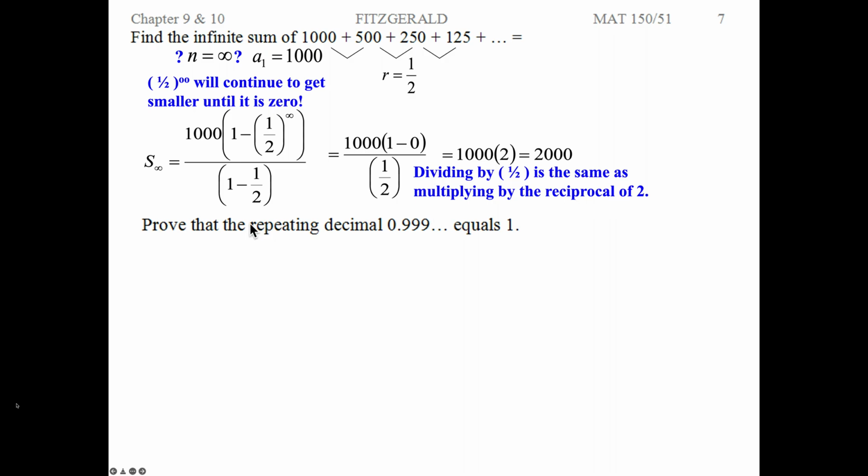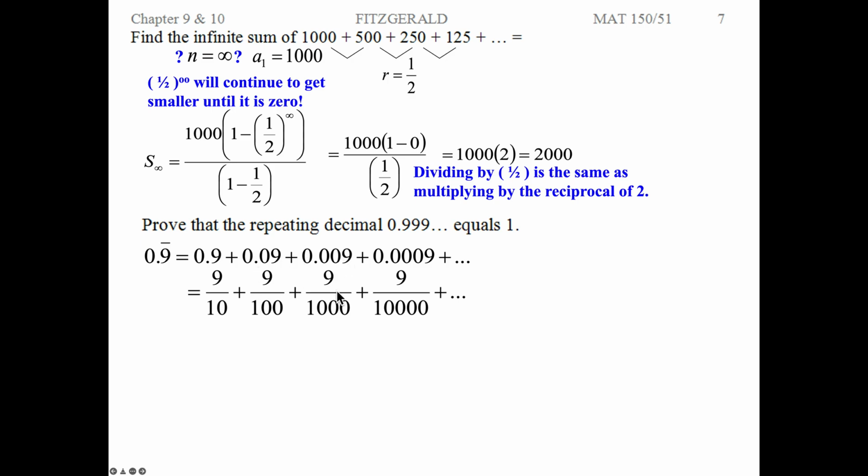Okay? Another crazy concept using the same formula. We're going to prove that the repeating decimal 0.9999 really does equal 1. So we got to make a series. 0.9 repeating is 0.9 plus 0.09 to get now 2 nines in a row. Then 0.009, 3 nines, 0.0009, and you keep doing that forever. Okay, write them as fractions. 9 tenths, 9 100ths, 9 over 1,000, 9 over 10,000.